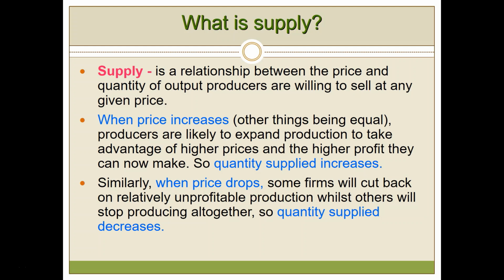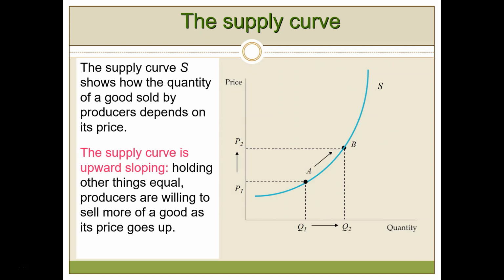And the other way around, when price drops, some producers will go out of business altogether because it's not profitable for them to work at this low price anymore. Some will have to cut down production and switch resources to more profitable activities. So as a result, when price is lower, quantity supplied will decrease, holding other things equal. This implies that the supply curve is upward sloping.